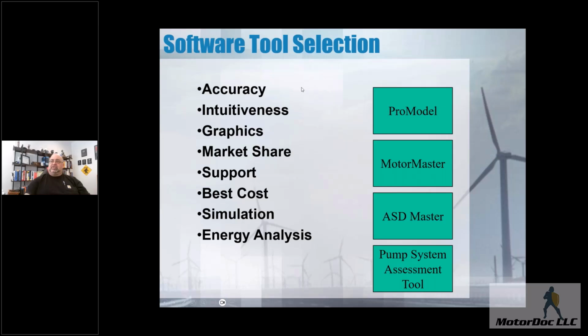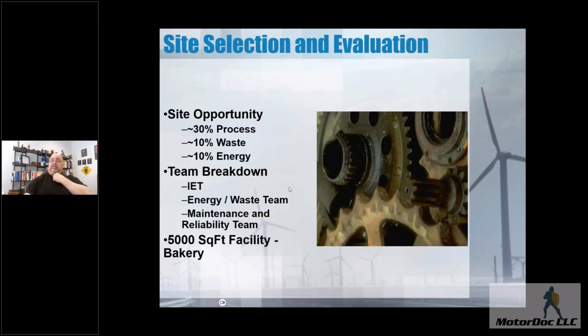So what we wanted to do is select a set of tools, and we ended up selecting ASD Master, Pump System Assessment Tool, Motor Master, also STEAM and everything else, which are all available from the DOE. As a matter of fact, they'll be in the software that I'll show. So we took a look at taking that stuff. What we found in the end was opportunities in average of a 30% improvement in processes, 10% and 10% waste and energy improvements, et cetera.